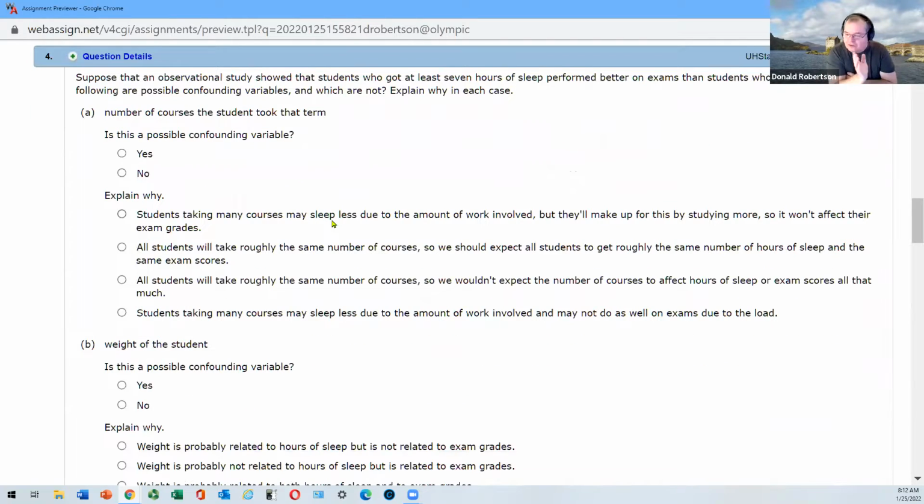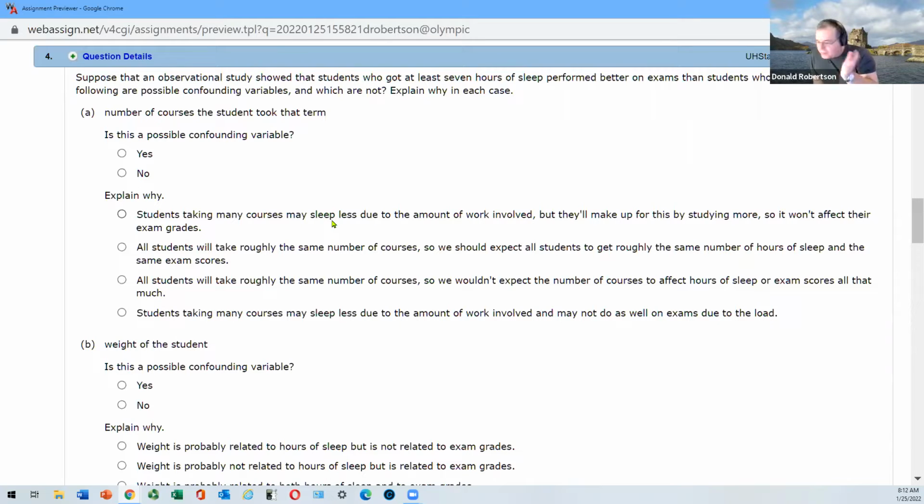Oh, by the way, have you noticed that there's not a number in sight here that's worth talking about? There's no calculations. Suppose an observational study showed that students who got at least 7 hours of sleep performed better in exams than students who didn't. Okay. So that's observational, because they didn't say, Ian, you can only sleep 2 hours tonight before the exams tomorrow. And you say to Mark, you can sleep 10 hours tonight before the exams tomorrow, right? That would be controlling the environment, right?